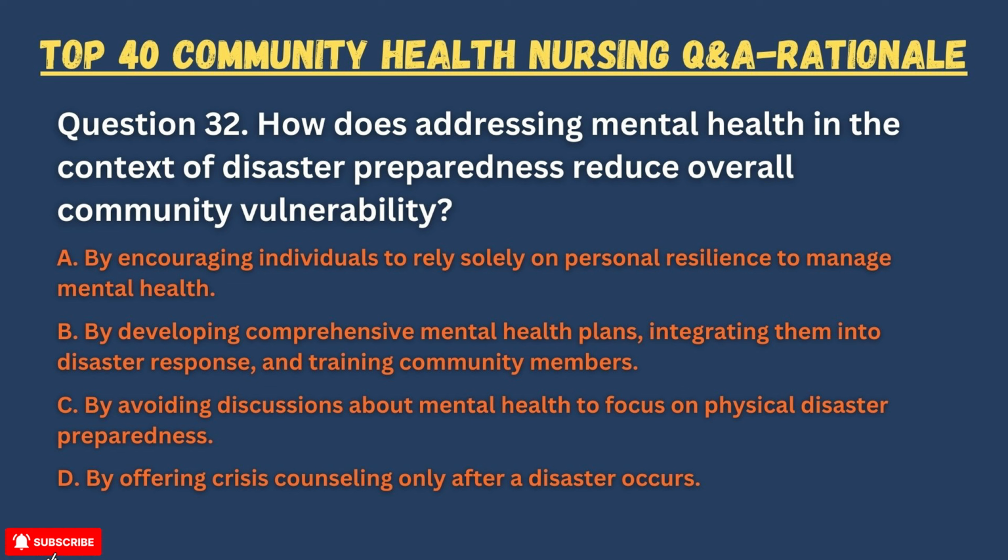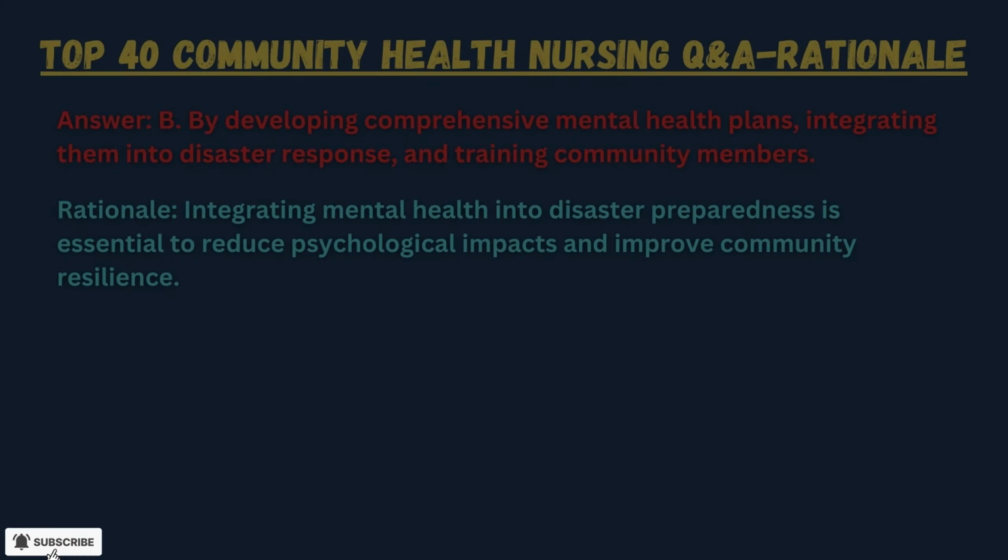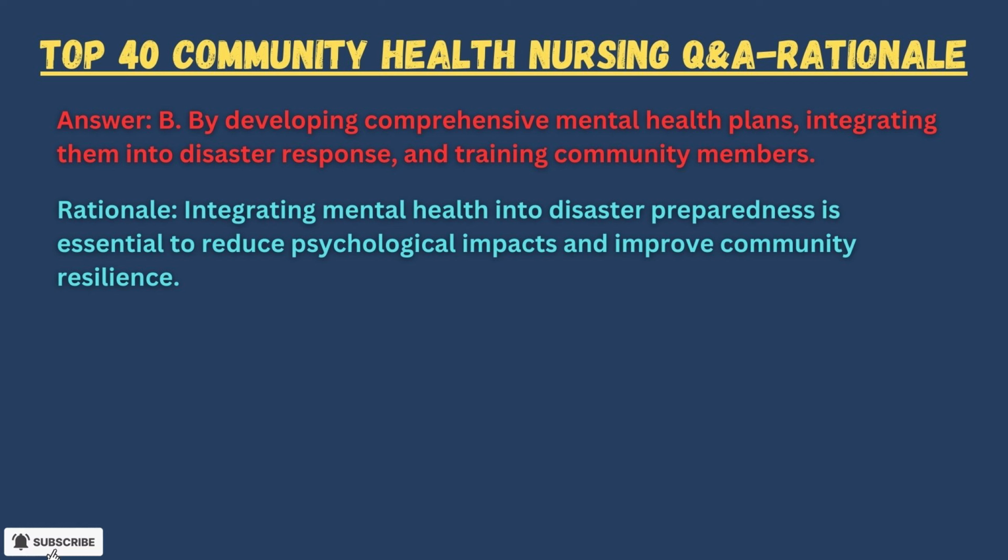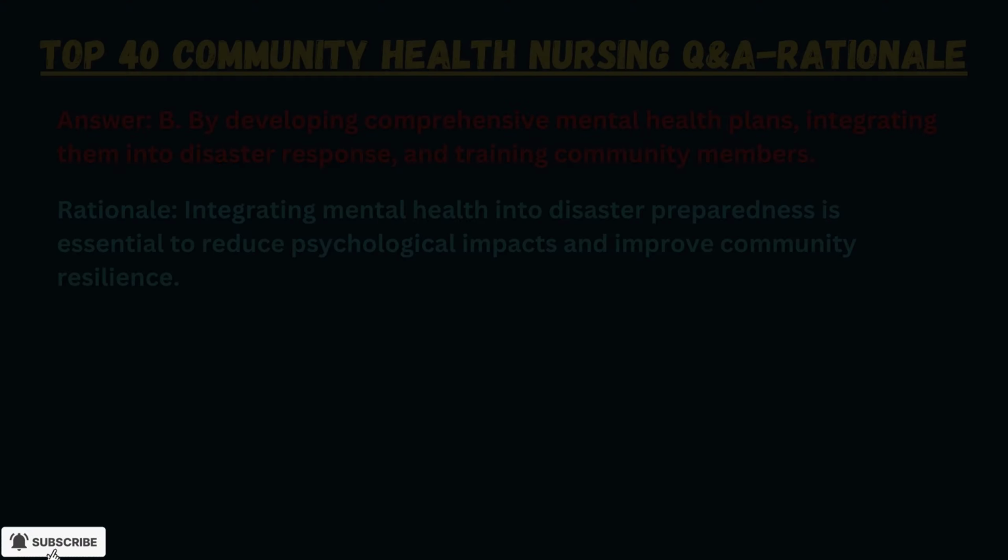C. By avoiding discussions about mental health to focus on physical disaster preparedness. D. By offering crisis counseling only after a disaster occurs. Answer: B. By developing comprehensive mental health plans, integrating them into disaster response, and training community members. Rationale: integrating mental health into disaster preparedness is essential to reduce psychological impacts and improve community resilience.